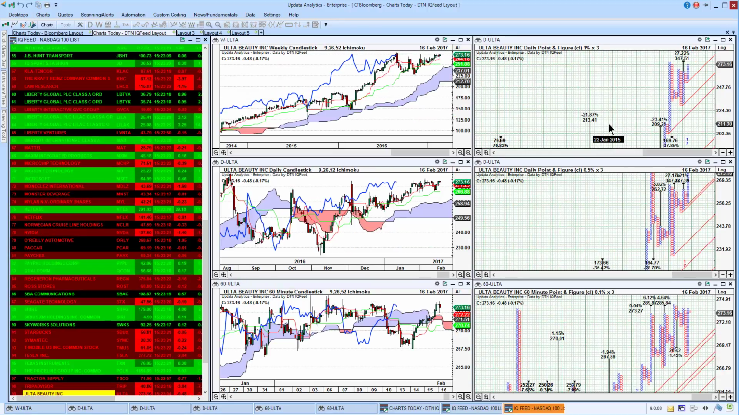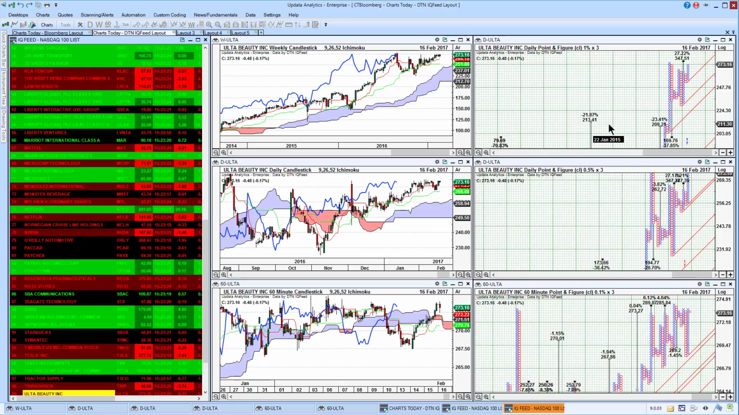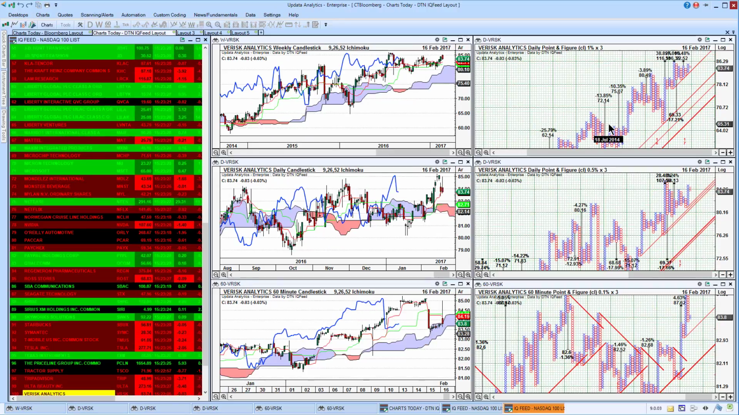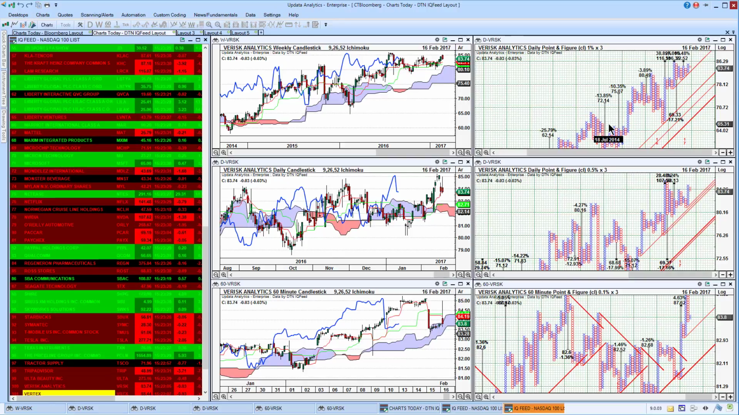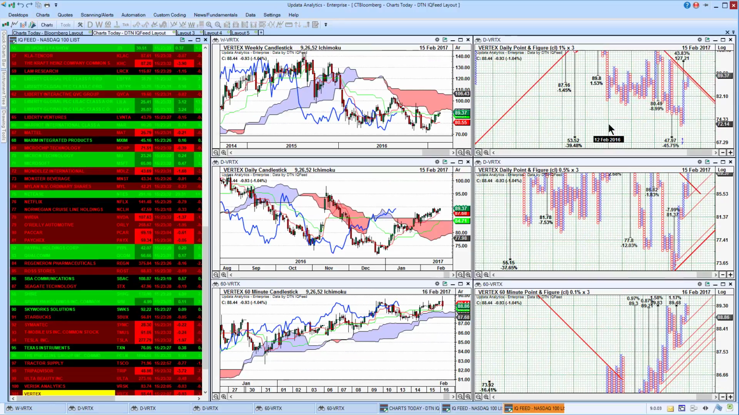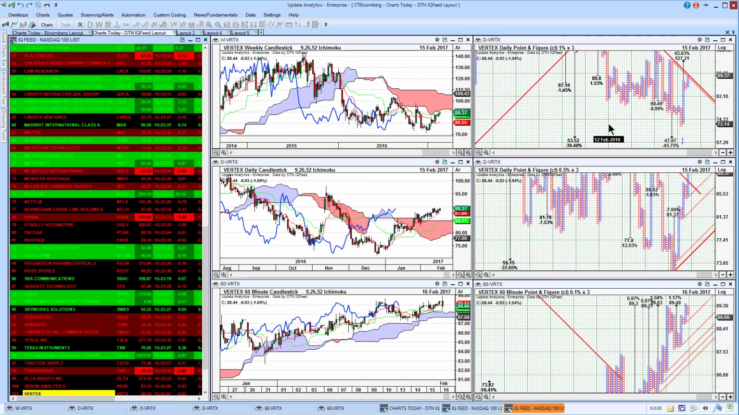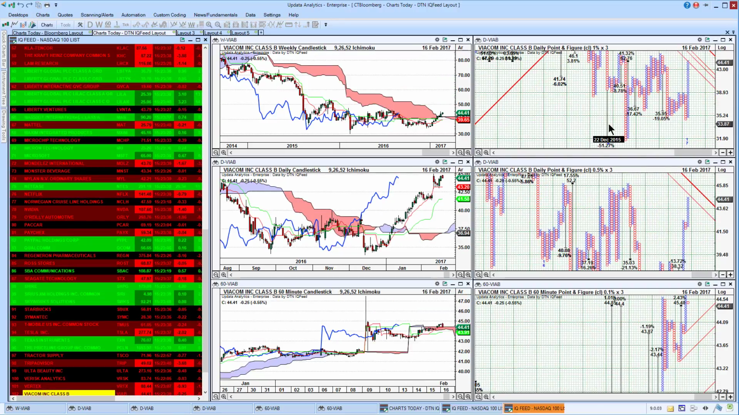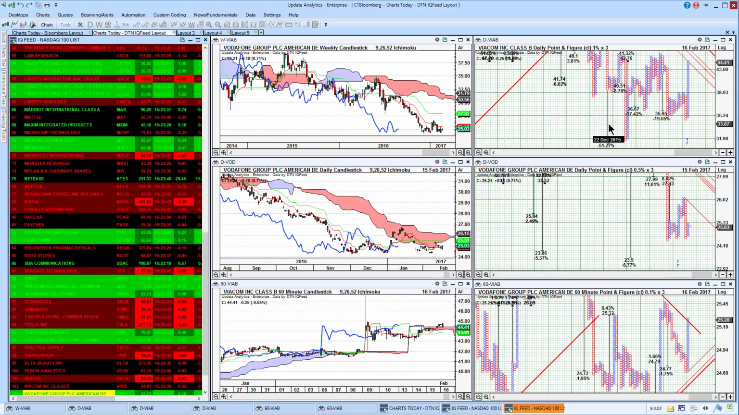Ulta Beauty, we see here short term, medium term, and long term we're above. Upside target potential of 27%. Verisk Analytics, again bullish on all three time frames. Vertex, not bullish in the long term, but medium and short term is bullish. Some upside targets, but resistance there as well. Viacom, we're not bullish in the long term, so that just does weigh on the stock.